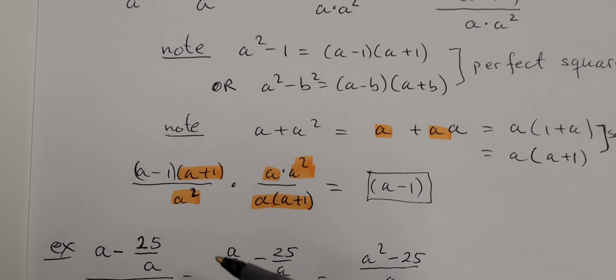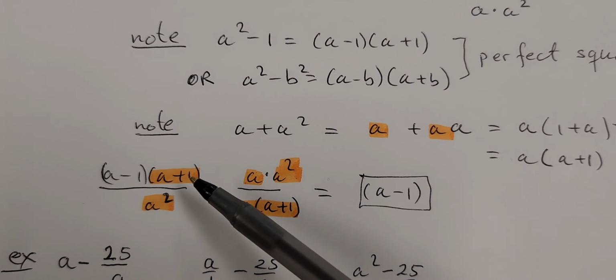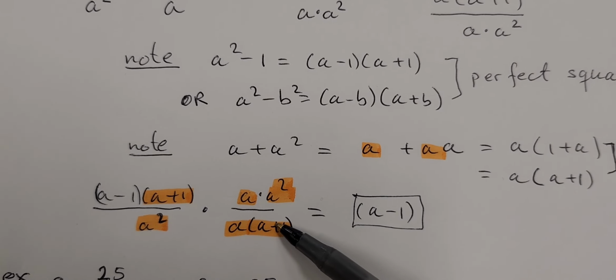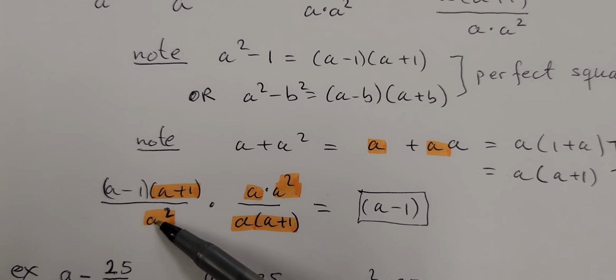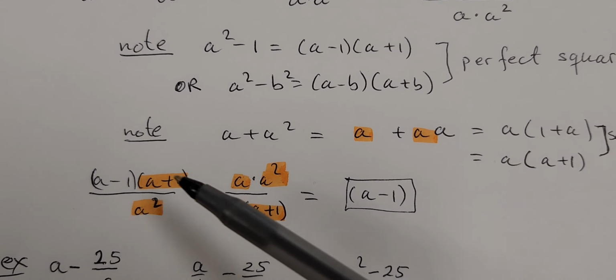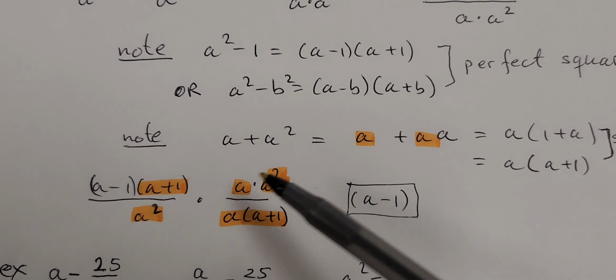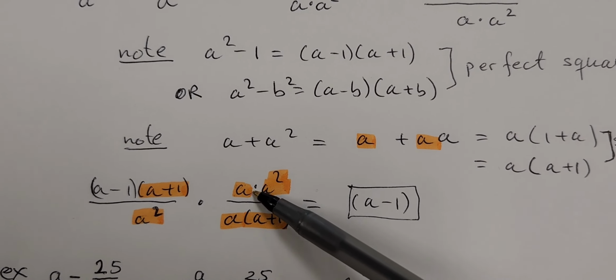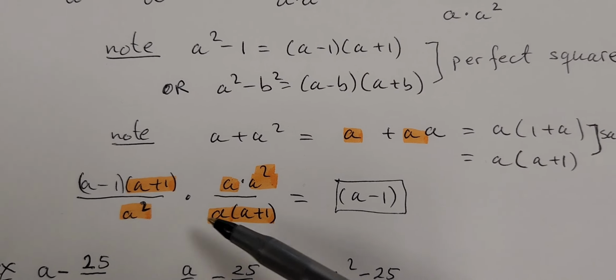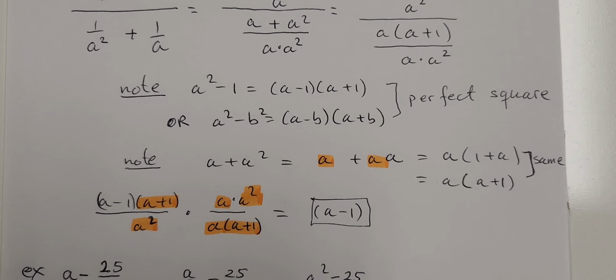So once it is flipped, anything that is the same cancels. So a plus 1 cancels. A squared cancels. A and this a cancel. One more time. A plus 1 gone. A squared gone. A also gone. The only thing you have left is a minus 1, and that will be our answer.